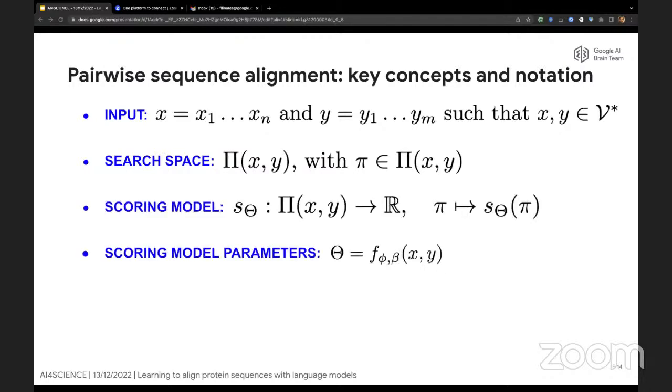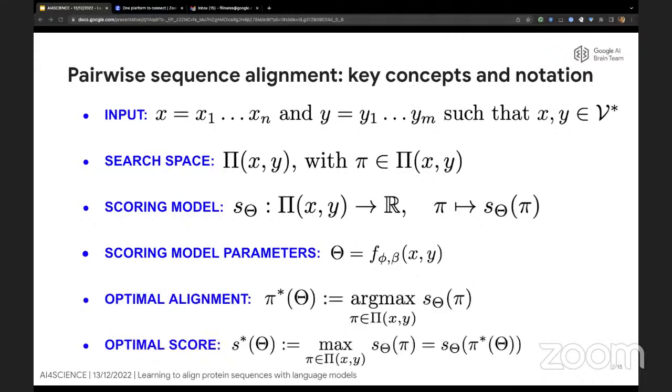Perhaps the most important concept I want to introduce here is the scoring model, which, as the name suggests, is just a function that assigns a score to every alignment. This scoring model has some parameters theta, which for now I'm just considering to be some arbitrary function of the sequences we're trying to align. It's in these parameters theta where the information about the sequences is encoded. I will make more concrete what this is in the next slide.